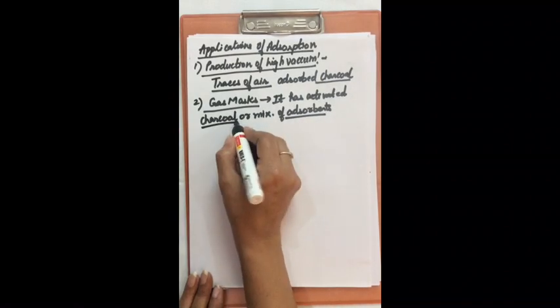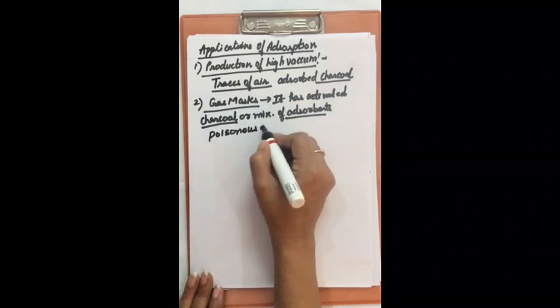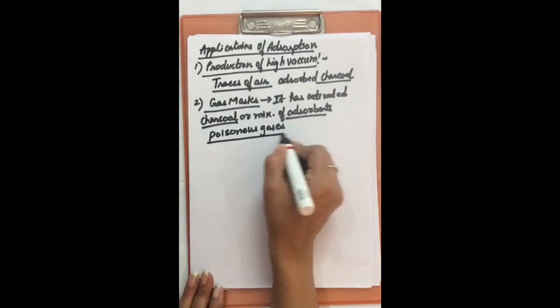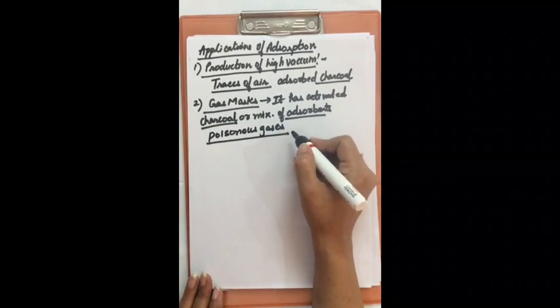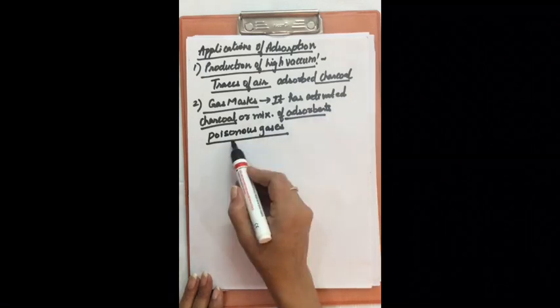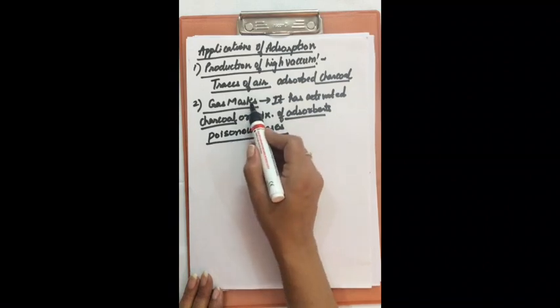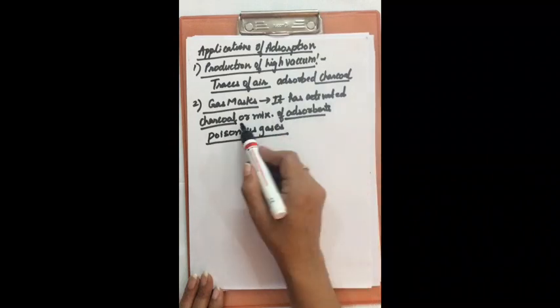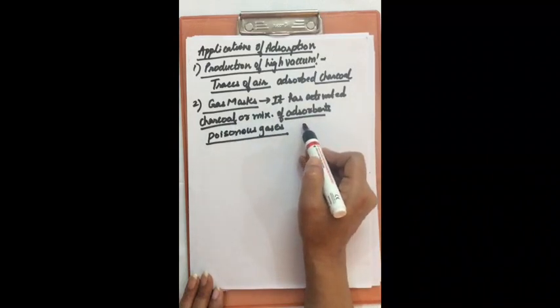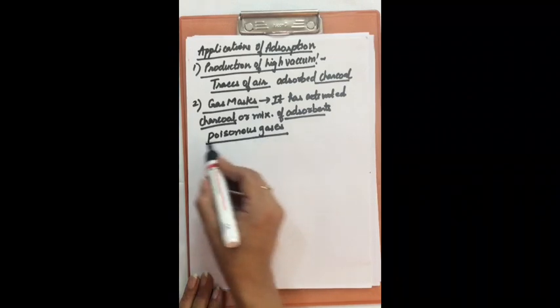These adsorb the poisonous, harmful gases, and thus help in breathing in coal mines. The people who are working in coal mines can come in contact with poisonous gases, so they use a mask. In these masks, activated charcoal or a mixture of adsorbents is packed, which will adsorb all these poisonous gases, and in this way they help in breathing in coal mines.